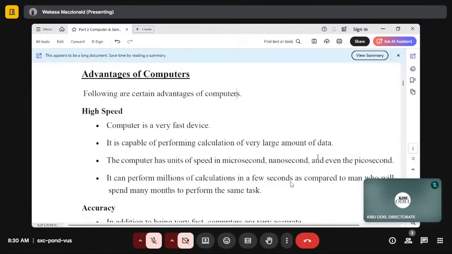Advantages of computers. They are very fast devices. It's capable of performing calculations of very large amount of data.